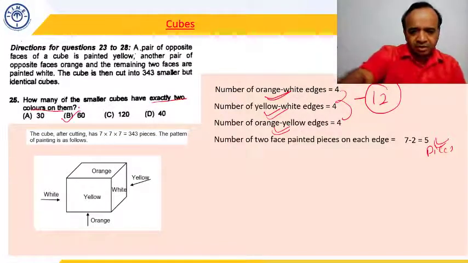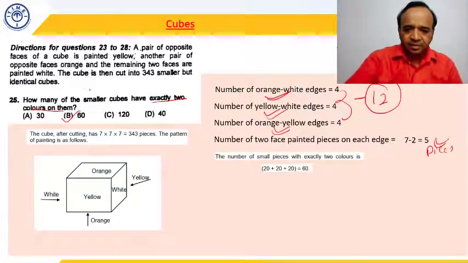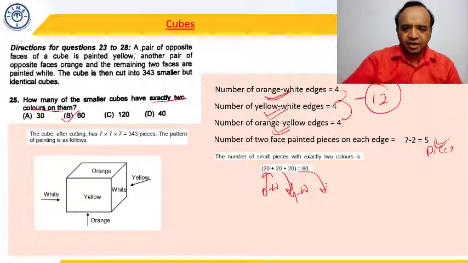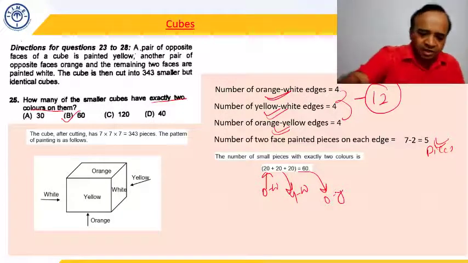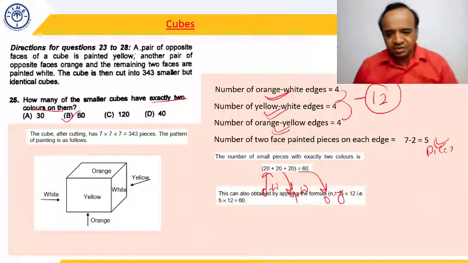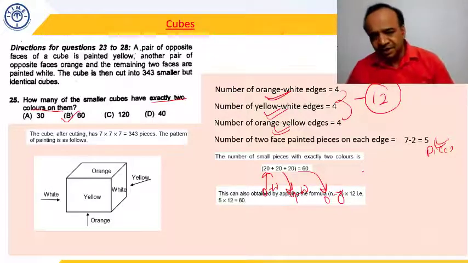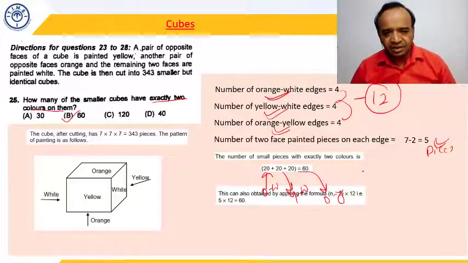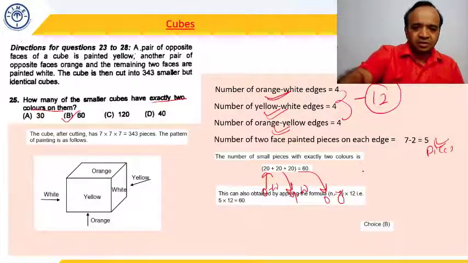Okay. So we just look at the solution here also. The number of small pieces with exactly two colors is equal to 20 plus 20 plus 20, that is equal to 60. How does this 20 represent? This 20 represents orange white, this 20 represents yellow white, and this 20 represents orange yellow. Fine. So in total 20 plus 20 plus 20, that is equal to 60 such cubes we have here. Now you can directly also write (n minus 2) into 12, where n is the number of pieces along each of the dimensions. And here n is equal to 7. So (7 minus 2) into 12, that is equal to 60. Okay. So the answer choice is B.